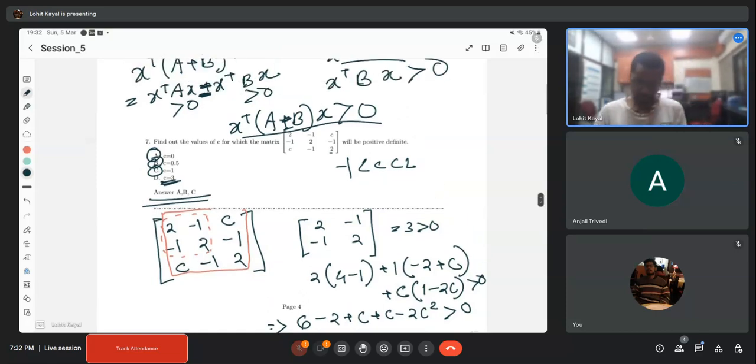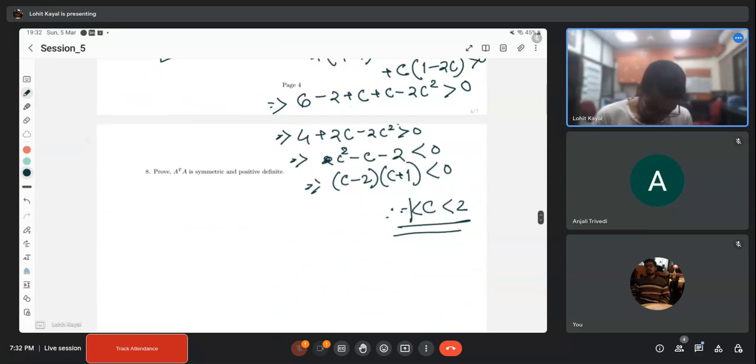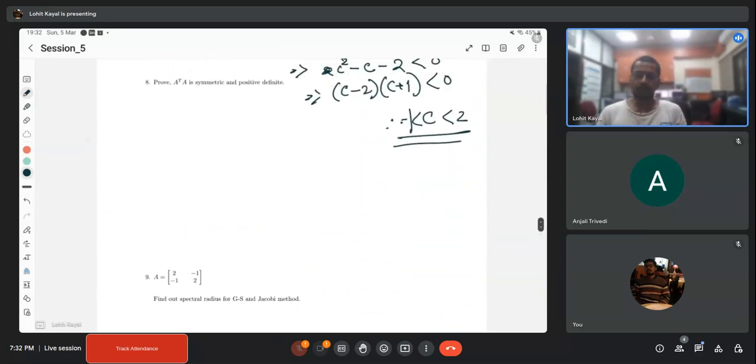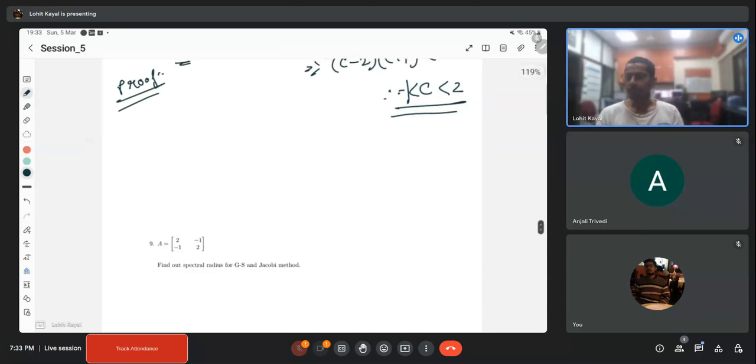All right. Now let's move on to the next question. Again, you need to prove it. You need to prove that A transpose A is a symmetric and positive definite matrix. The first proof. So let's first try to prove that A transpose A is a symmetric matrix.